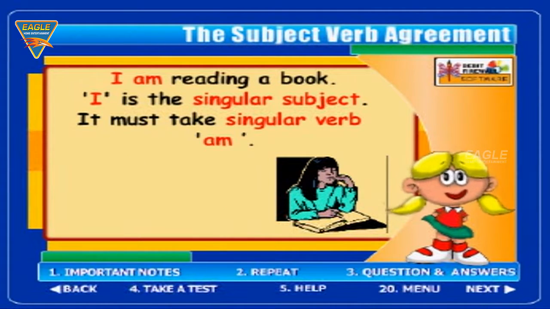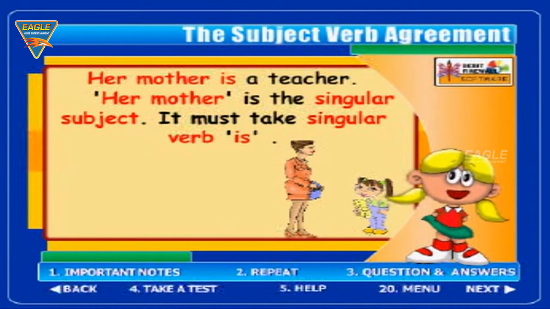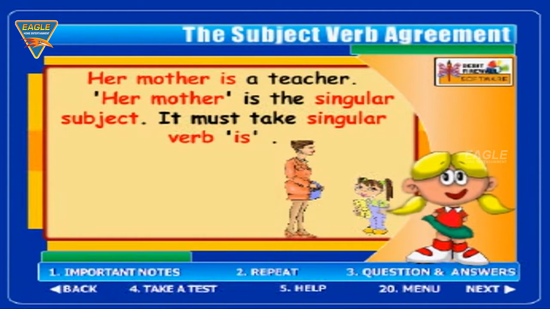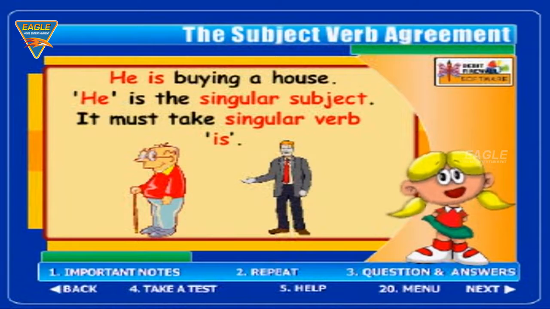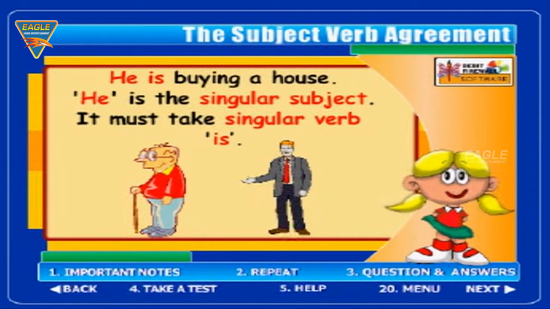I am reading a book. I is the singular subject. It must take singular verb am. Her mother is a teacher. Her mother is the singular subject. It must take singular verb is. He is buying a house. He is the singular subject. It must take singular verb is.